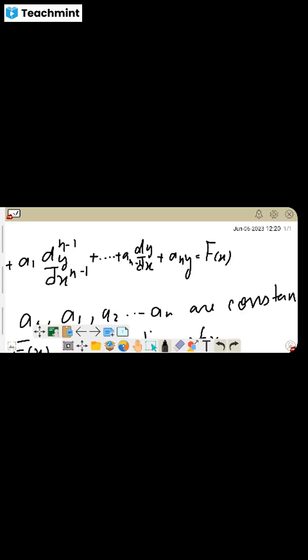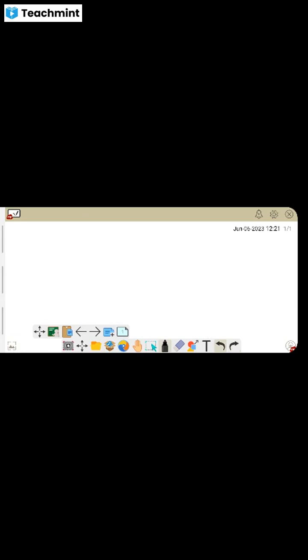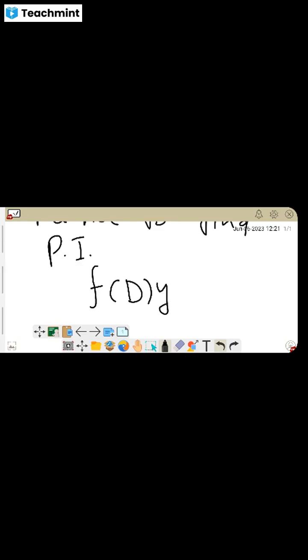Now the first formula. First of all, we need to write the equation in this form. Method to find PI: first of all, write the given equation in this form, f(D)y is equal to f(x).